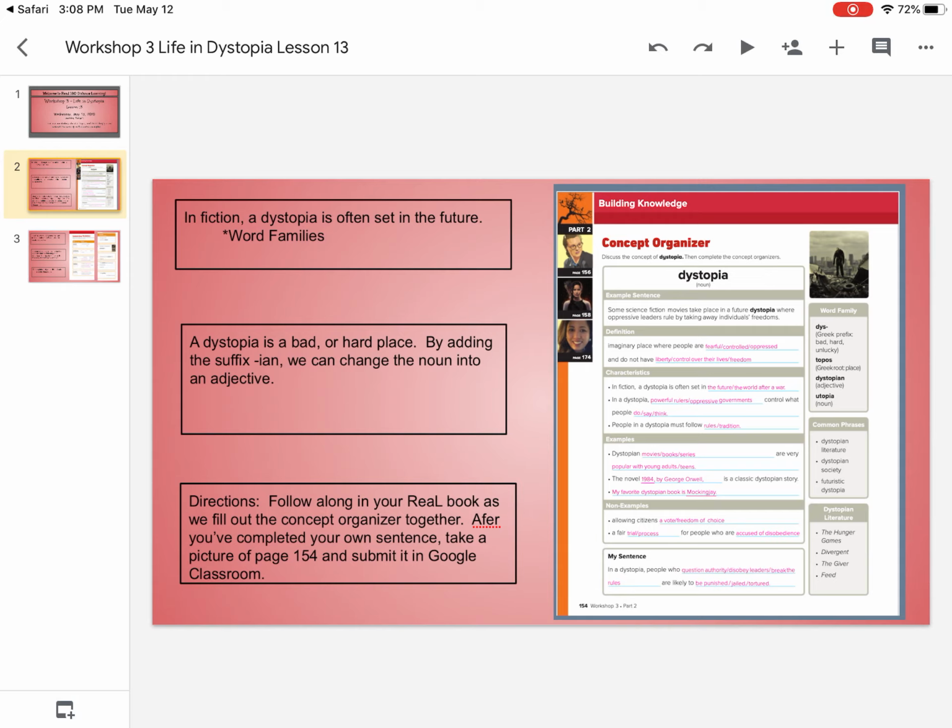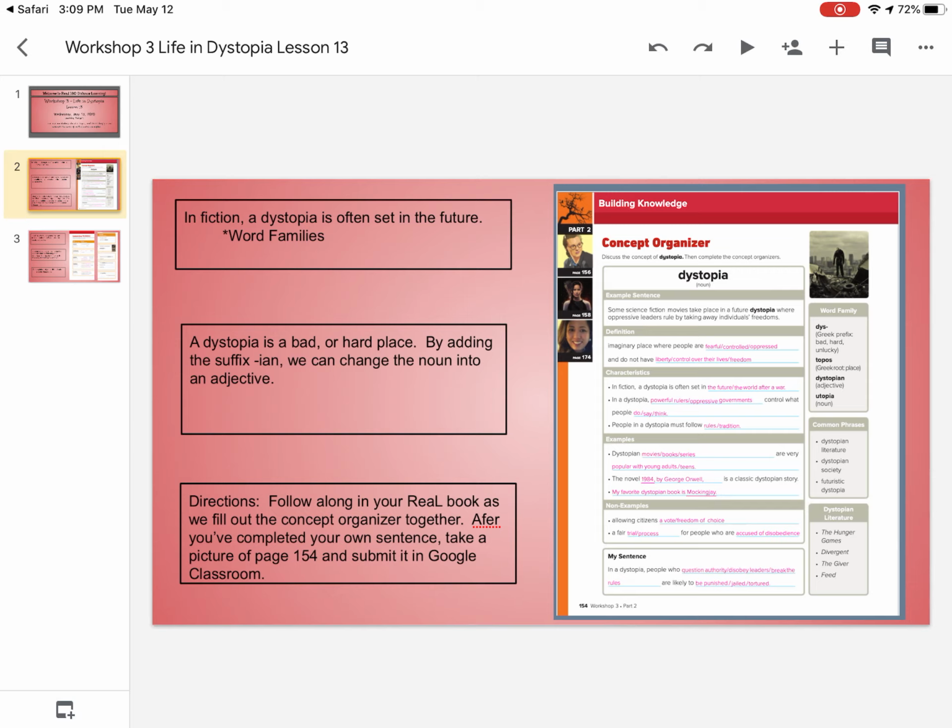The second bullet: in a dystopia, powerful rulers and oppressive governments control what people do, say, and think. In this case, I want you to put all of those down because it really can affect what people do, say, and think. It's not just one or the other. The third characteristic: people in a dystopia must follow rules and tradition. Remember, tradition is like what we talked about in the story The Lottery, where it was a tradition going on year after year after year, but it really wasn't a tradition that people enjoyed or looked forward to.